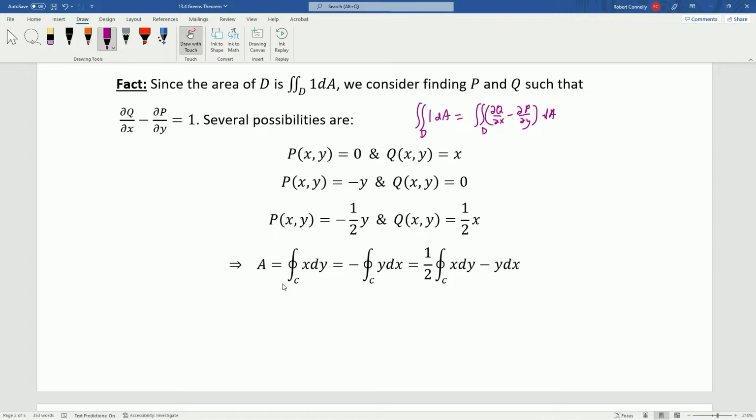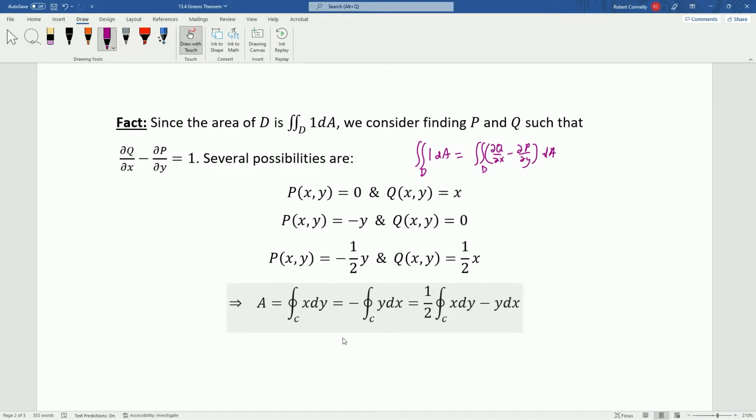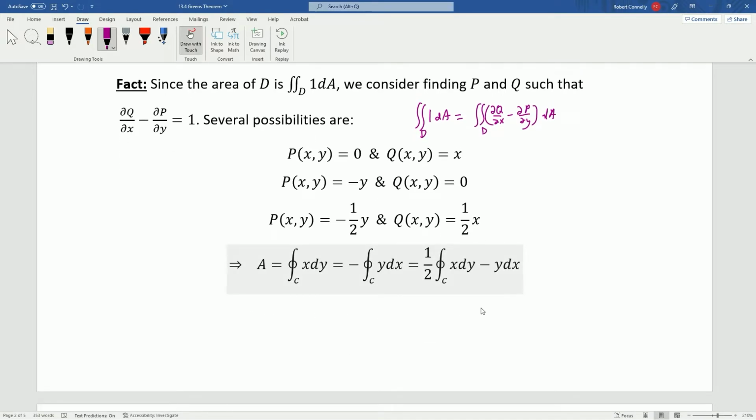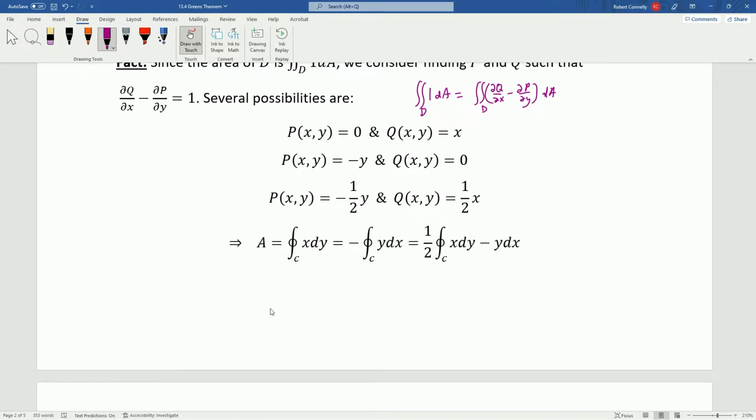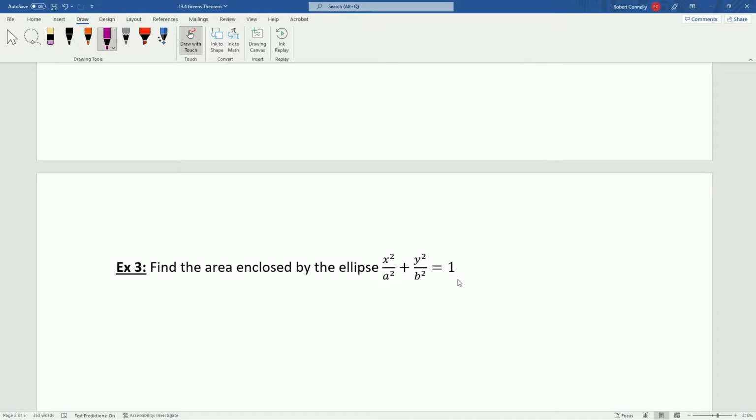So we could have the positively oriented line integral of x dy, or negative the line integral of y dx, or 1/2 the line integral of x dy minus y dx. So this could give us a potentially simpler way to deal with evaluating various different areas of regions. So let's consider this one. Find the area enclosed by the ellipse x squared over a squared plus y squared over b squared equals 1.